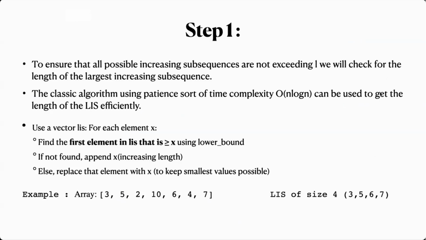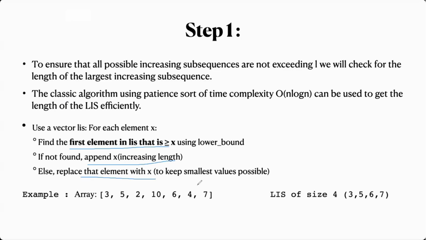Now, to find the length of the largest increasing subsequence, we will use the classic algorithm using patience sort of time complexity O of n log n. This algorithm consists of using a vector LIS. For each element x, we find the first element in LIS that is greater than or equal to x using the lower bound. If not found, then we append x to the end of this LIS vector, increasing the length of the vector. Otherwise, we replace that element, which is the element just greater than or equal to x, with x to keep the smallest values possible.